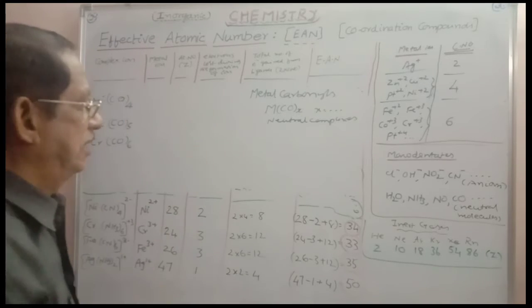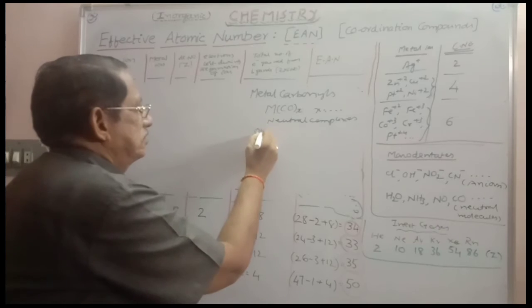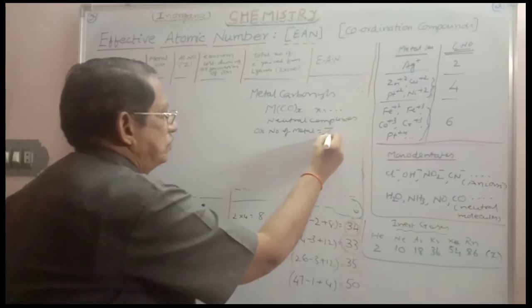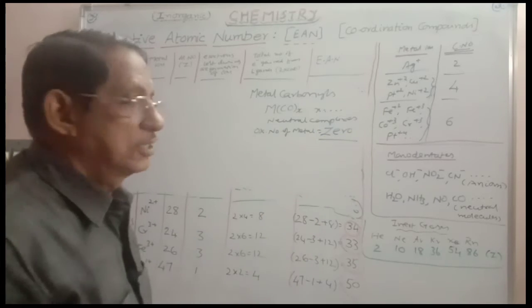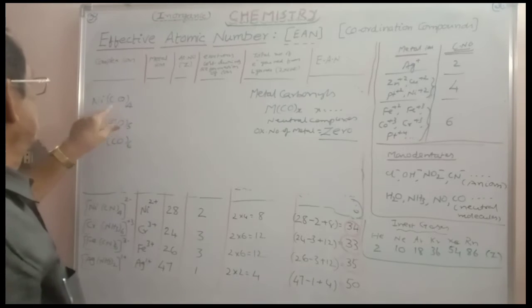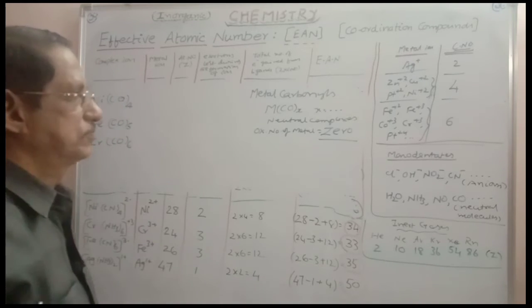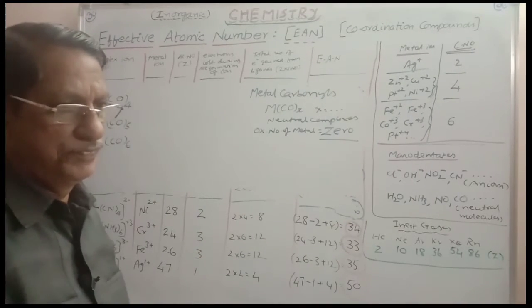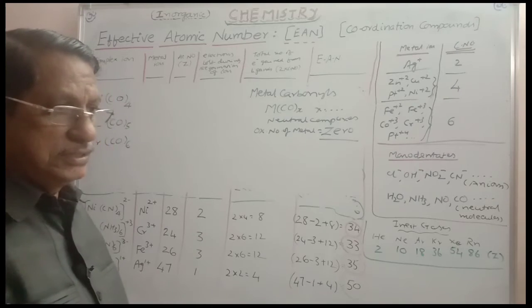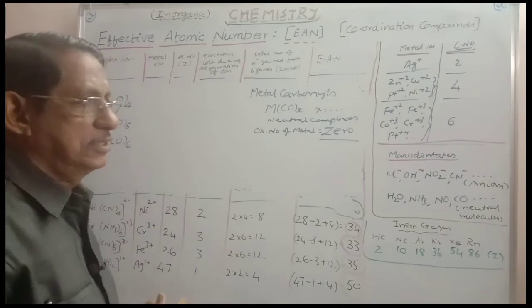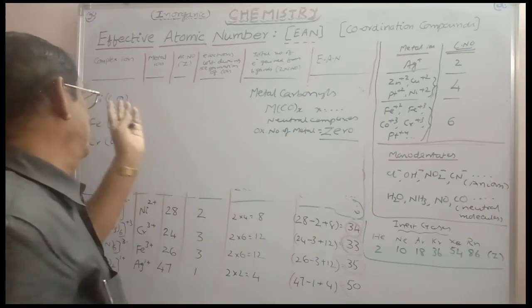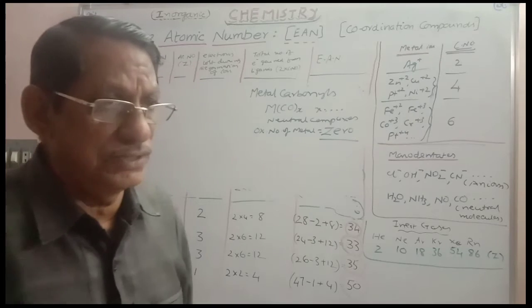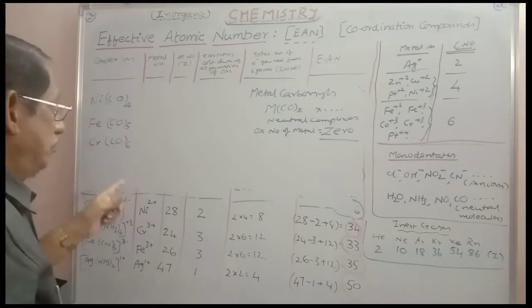So in metal carbonyls, what is the oxidation number of the metal? It is 0. Oxidation number of the metal is 0. This is 0, this is 0, but the whole is a neutral complex. So metal carbonyls are neutral complexes. Oxidation number of metal is equal to 0 here. So if you want to calculate the effective atomic number directly, you have to take minus 0. Next you have to take the ligands. Every ligand will donate a lone pair each. So based on this, now we can calculate the effective atomic number for metal carbonyls also.